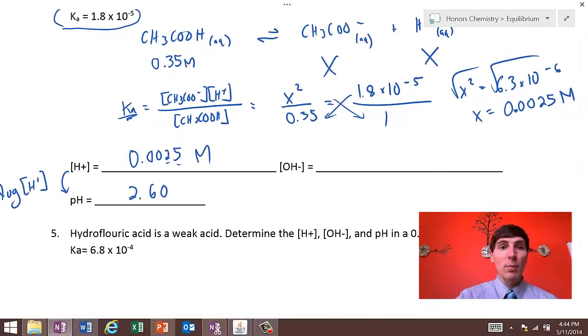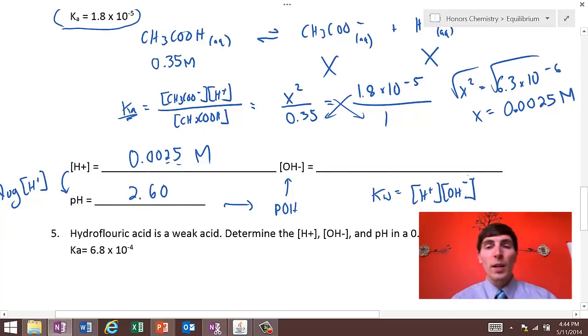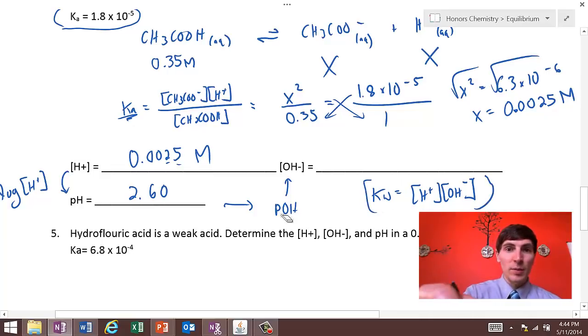To go to OH, there's a couple of different ways I could do this. I could take my pH and find the pOH, which is just 14 minus 2.60, and then I could go back this way. But I'm going to do it a little bit differently. I'm going to take my H plus and go to OH by using the Kw for water. Kw is equal to concentration of H plus times concentration of OH minus. And because I know one of these, I can solve for the other.